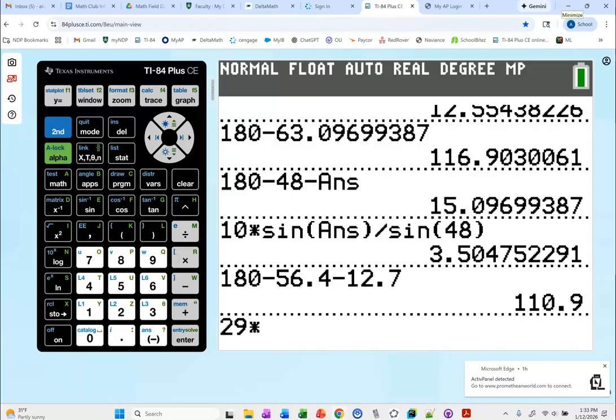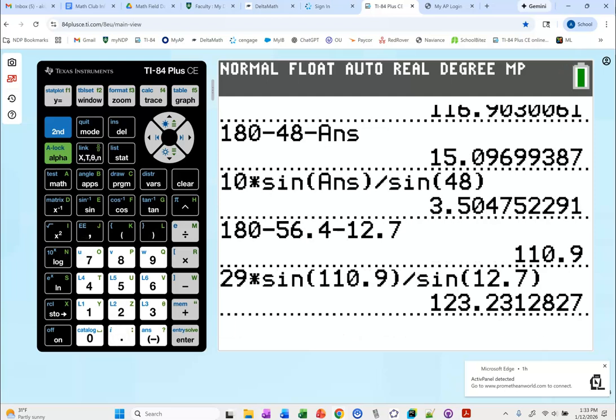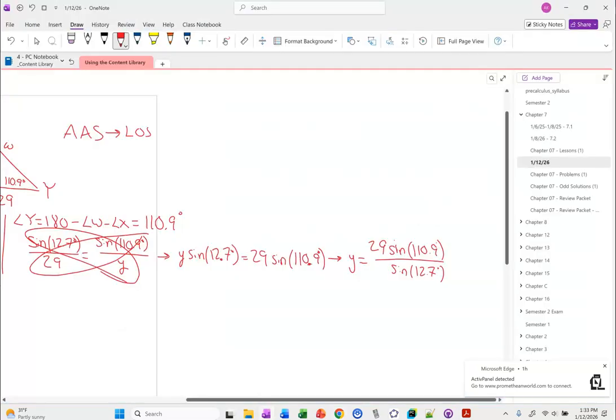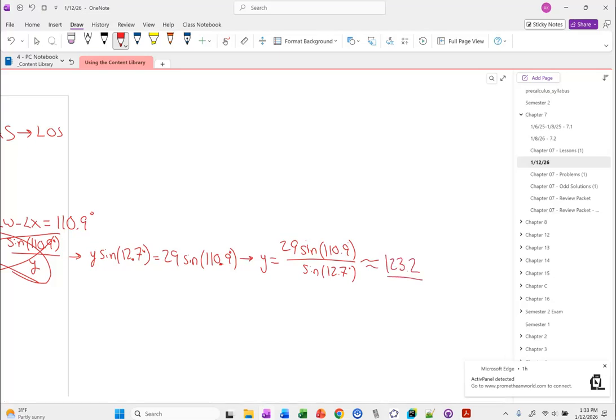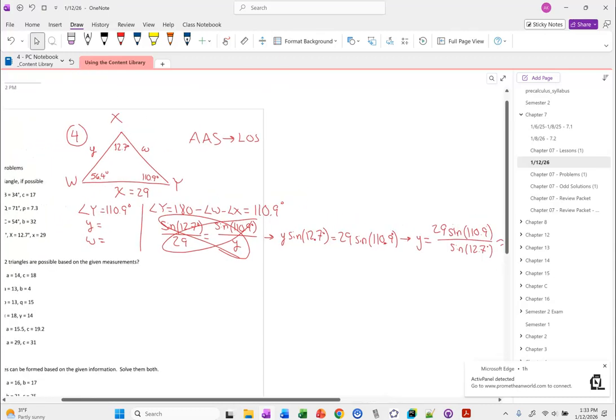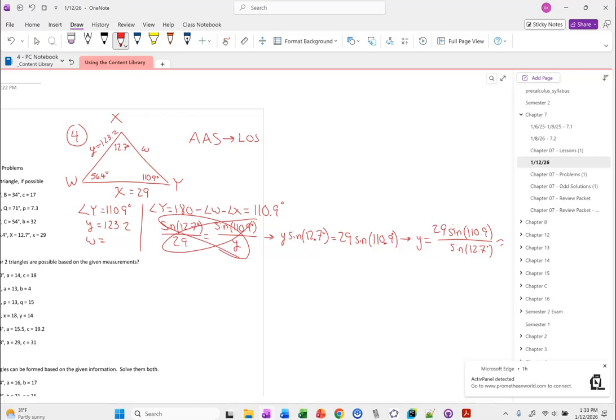So 29 times sine of 110.9 divided by sine 12.7. So 123.2 sounds good to me. And notice that's not an angle there. That's a side length, so it doesn't get a degree sign.